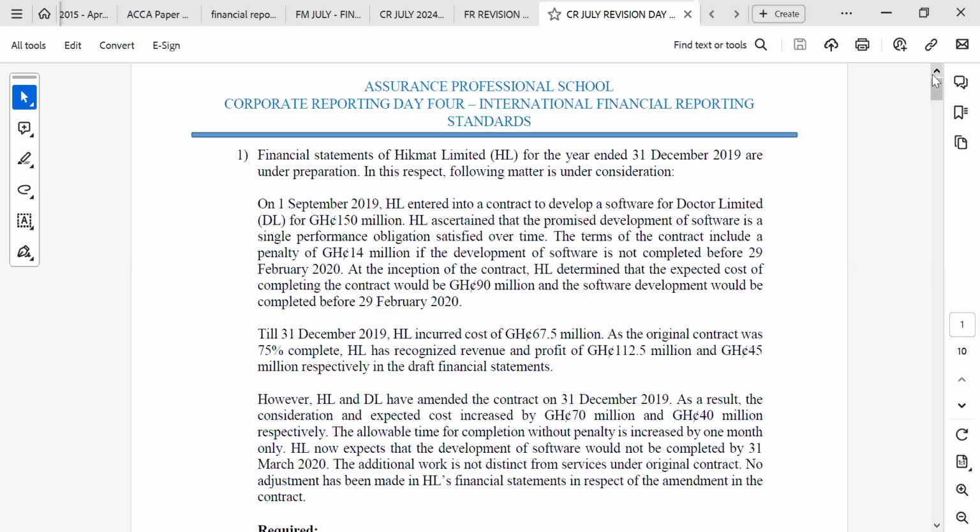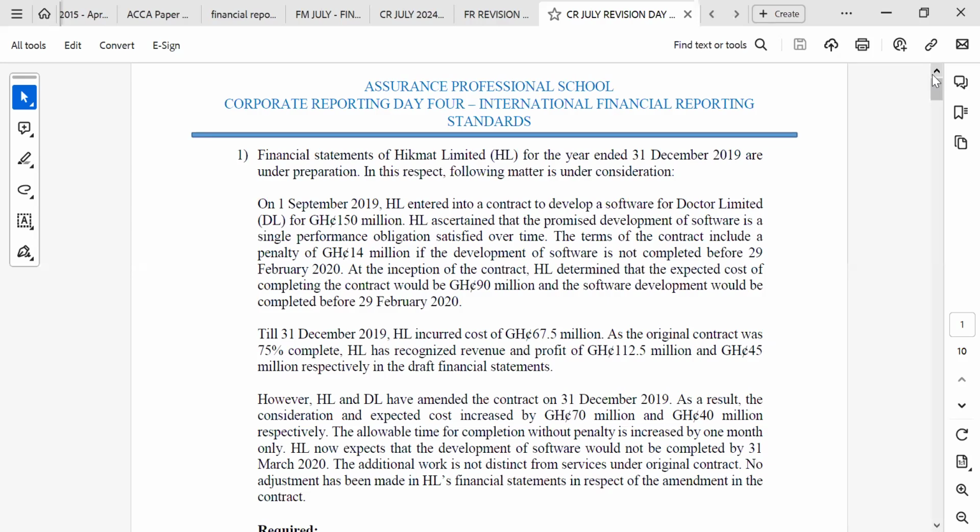Okay, thank you. All right, so this is a question on IFRS 15, revenue from contracts with customers. On 1st September 2019, the company entered into a contract to develop a software for an amount of 150 million. They have ascertained that the promised development of a software is a single performance obligation satisfied over time.